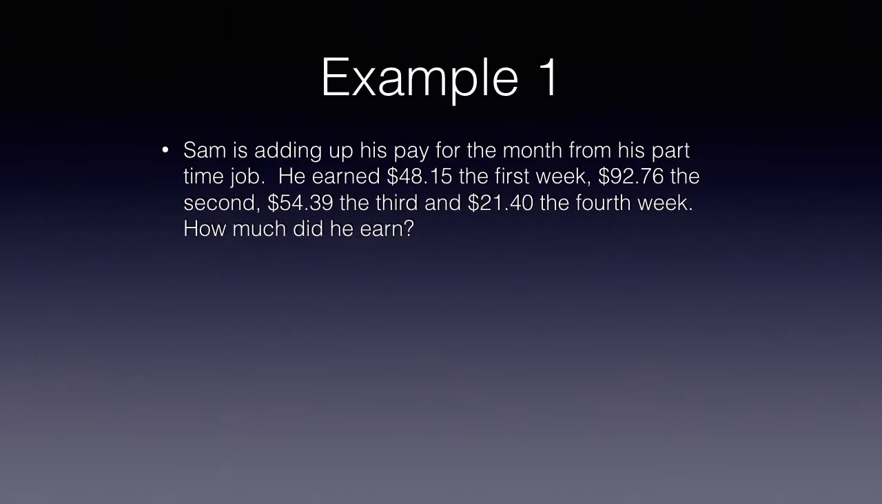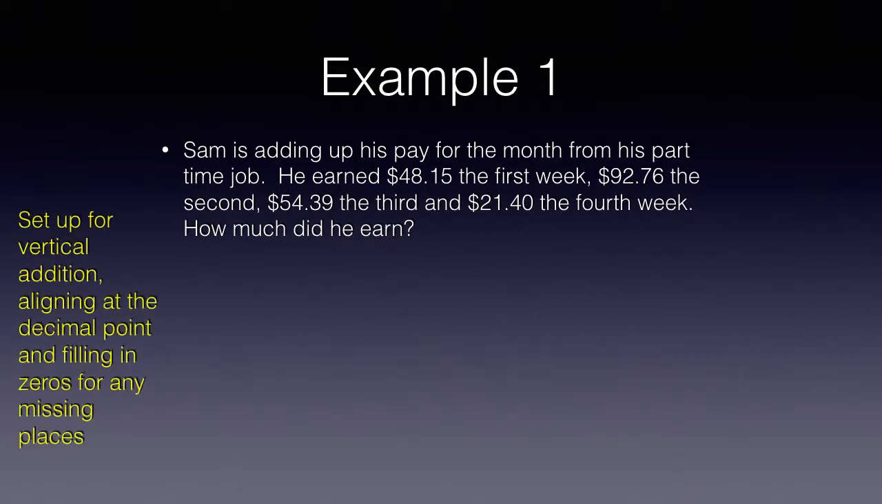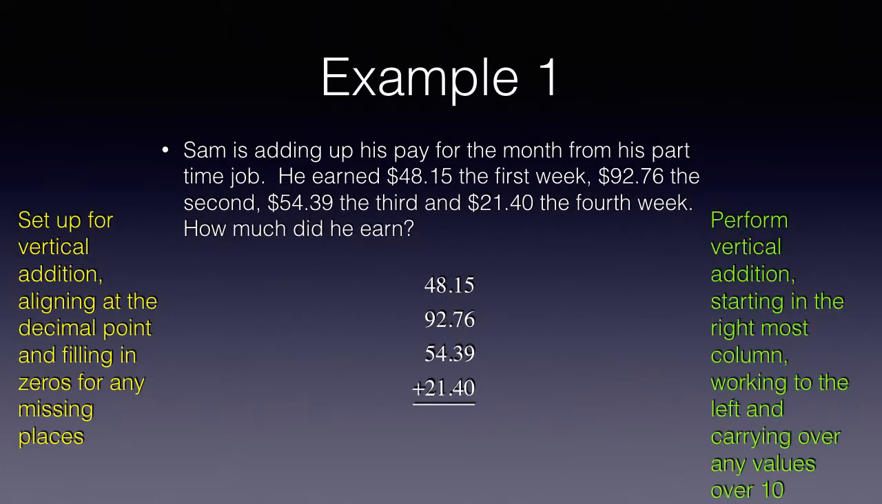So, okay. First thing we're going to do is we're going to set up for vertical addition. I know you don't normally add several numbers together, but that's okay because adding 2 numbers, 3 numbers, 4 numbers, it's all the same thing. So we're going to line everything up and add it. It does not have to be in any particular order. I just wrote it down in the order that it appeared in the problem. And we are going to perform vertical addition starting at the rightmost column.